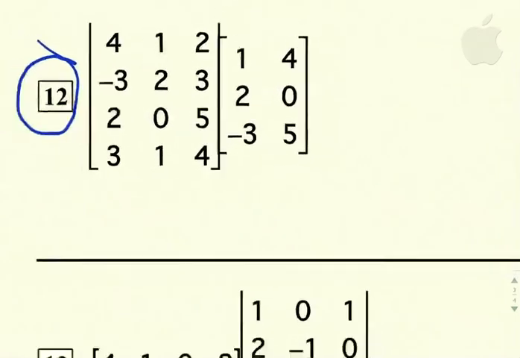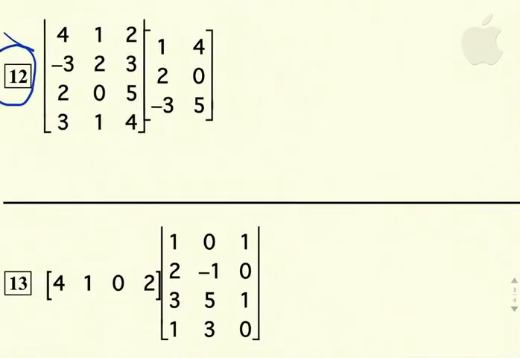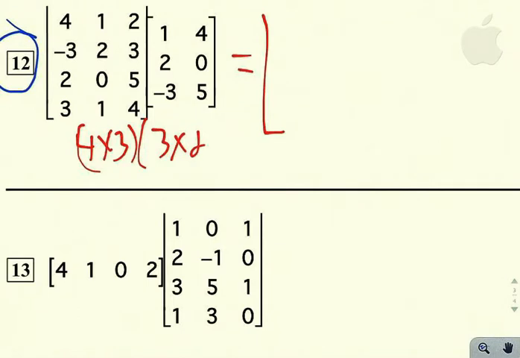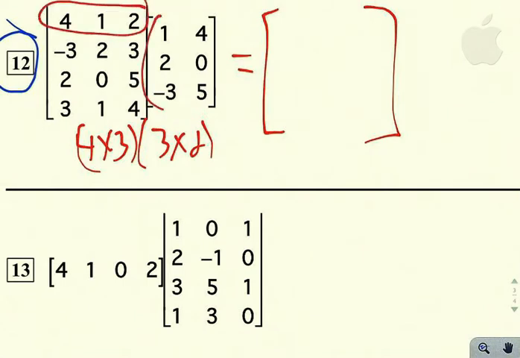Okay, here's another one. Number 12. This is a 4 by 3, and we're going to multiply it by a 3 by 2. That'll give us a 4 by 2. 4 rows, 2 columns. So top row times this column. The first numbers would be 4, second number is 2, third number is minus 6. Add them up, you get 0.